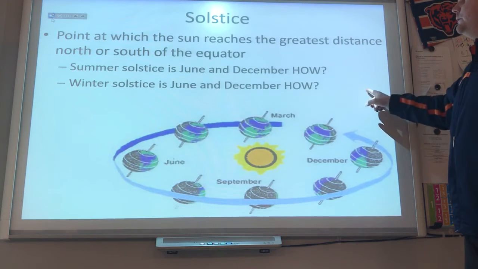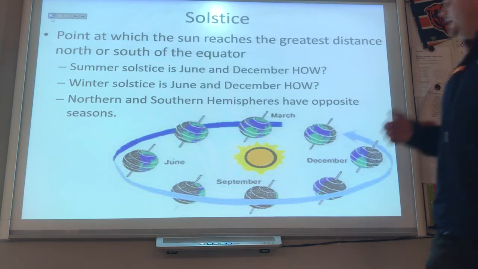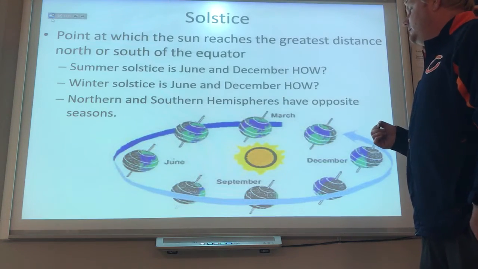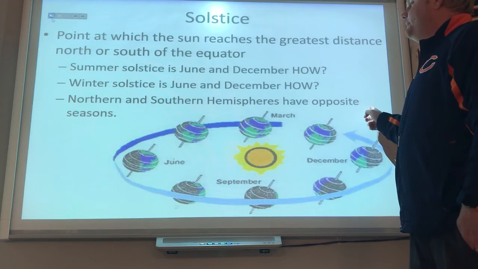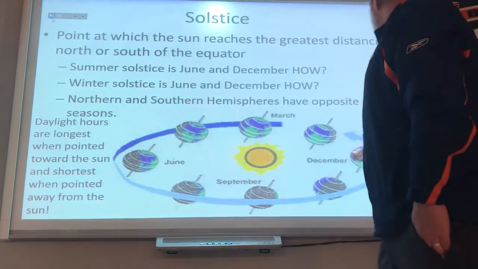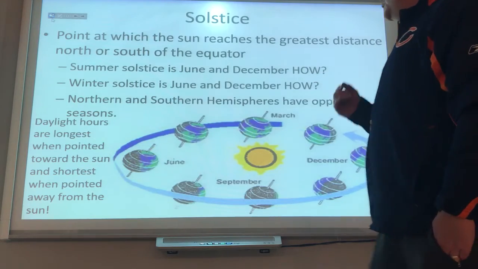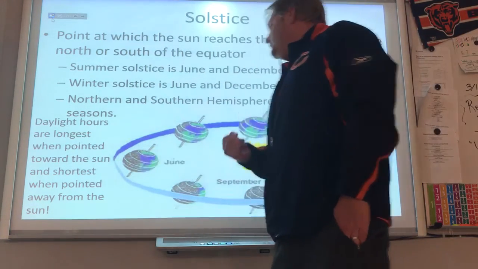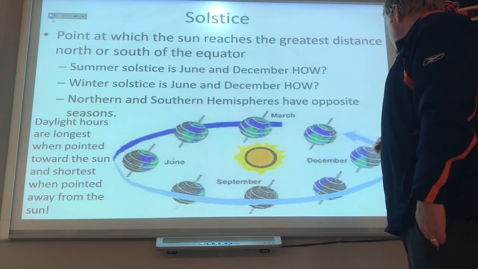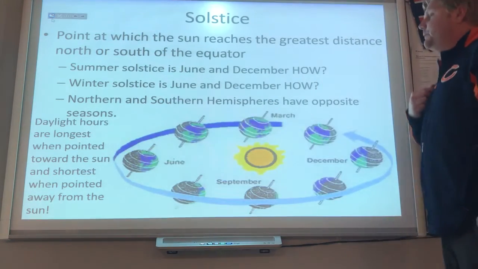How? Northern and southern hemispheres have opposite seasons. When we're pointing towards the sun, they're tilting away from the sun. All right? Daylight hours are longest when pointed toward the sun, like this, or if you're in the southern hemisphere, like this in December, and the shortest when they're pointed away. So in June, they're pointed away, they're having their winter. In December, they're pointed towards, they're having their summer. In December, we're pointed away, we're tilted away, we're having our winter. In June, we're tilted towards, we're having our summer.